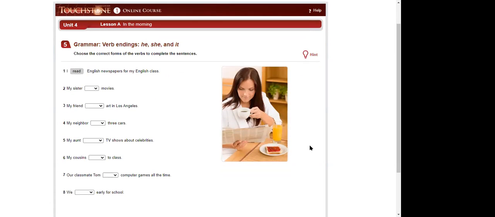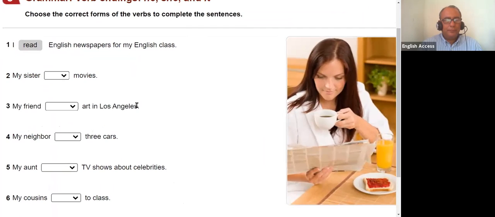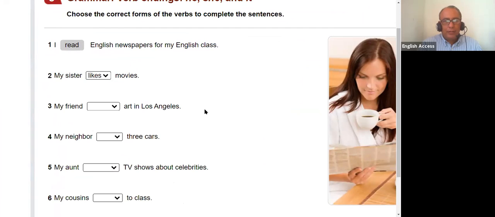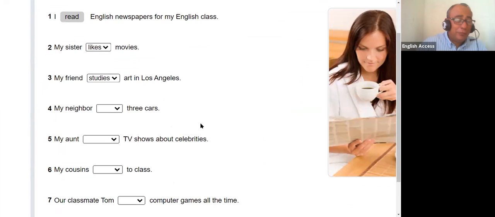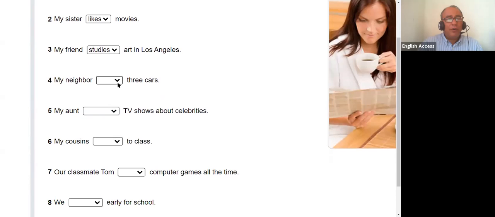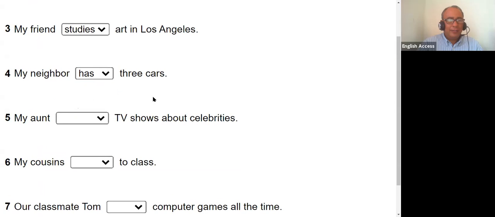Here is an exercise to check the verb endings grammar. For example, my sister likes or like? Likes. Number 3, my friend studies or study? Studies, very good. If you cannot answer, don't worry, Pacheco. Number 4, Fatima, my neighbor? Has, very good. My neighbor has.